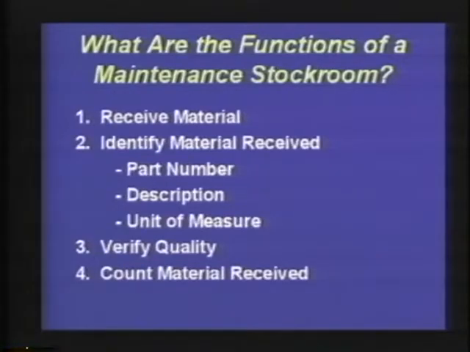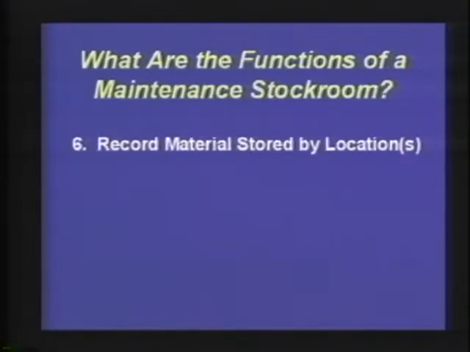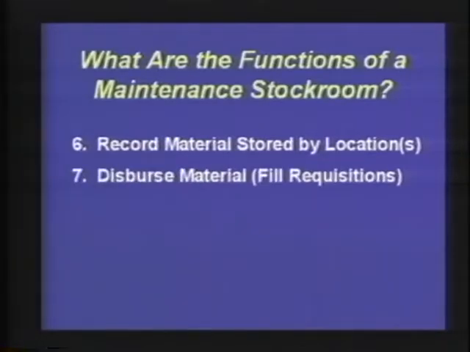Step 4 is to count the material, make certain that the count is accurate as shown either on the packing slip, the manufacturing order, or the interplant transfer. And then we want to store the material, which would be the next step. And these, you can see, are in some chronological sequence. Then once the material is stored, we want to record the bin location, and then the next step would be to disperse that material and update the different records as indicated in step number 9.